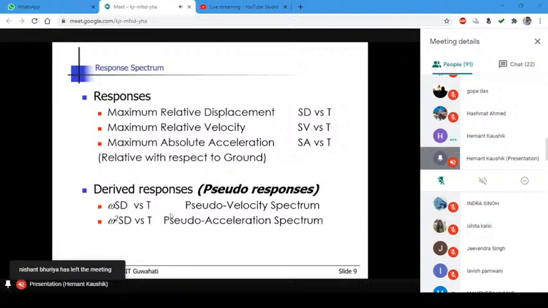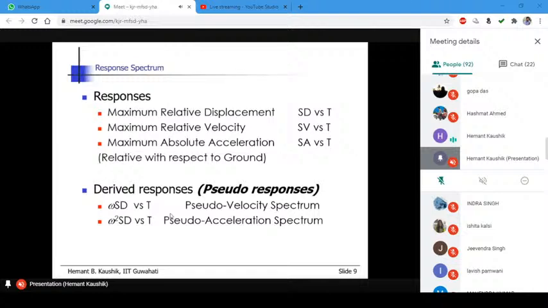Now, instead of having spectral velocity versus T and spectral acceleration versus T, we can simplify the process. We can use pseudo responses, because otherwise we have to calculate the response of the structure in terms of velocity and acceleration also.